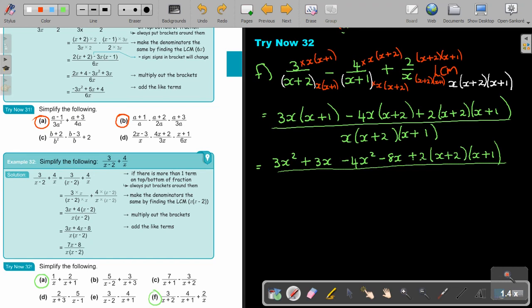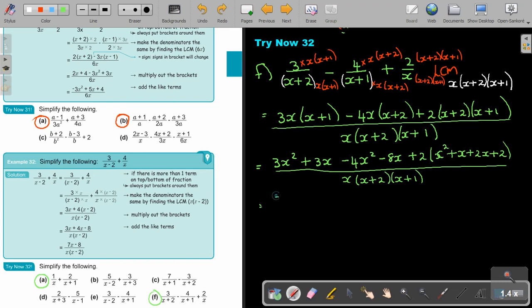over, now I want to already multiply that out. Let's just go back. Multiply the bracket out. So this will be x squared plus x, plus 2x plus 2. So it's x squared plus x plus 2x plus 2. And then this will be over x plus 2, x plus 1.